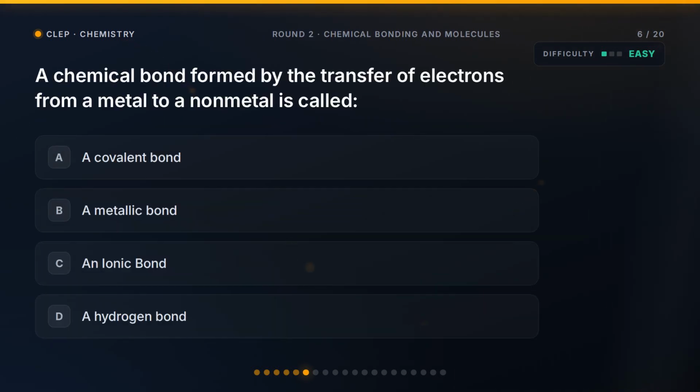Question 6. A chemical bond formed by the transfer of electrons from a metal to a nonmetal is called A. A covalent bond. B. A metallic bond. C. An ionic bond. D. A hydrogen bond.